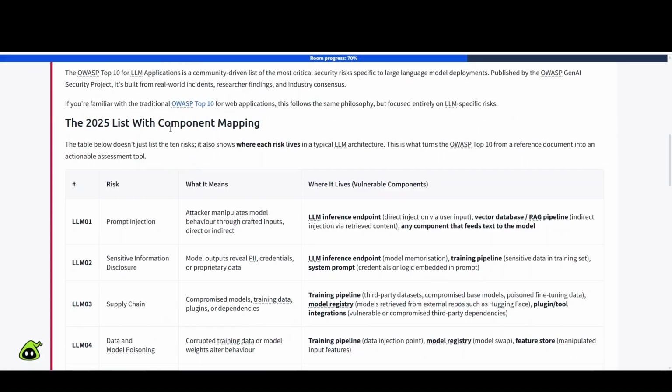The 2025 list, component mapping. So let's go ahead and see what they're cooking with here. The table below doesn't just list the 10 risks, it also shows where each risk lives in a typical LLM architecture. This is what turns the OWASP Top 10 from a reference document into an actionable assessment tool.